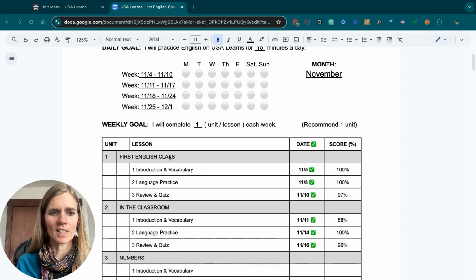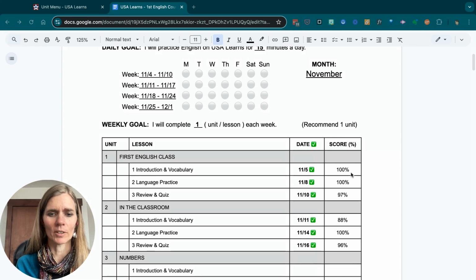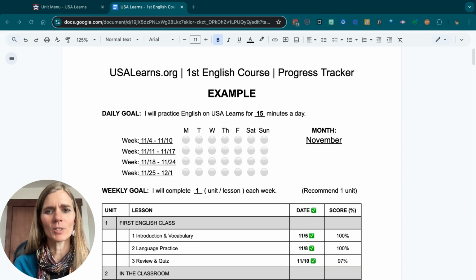So here you can see Unit 1 has 3 lessons. And Unit 1 is for November 4th through November 10th. In the date column, write the date that you complete the activity or the lesson, and here is where you write the score. I hope this progress tracker will help you see your progress in First English course.